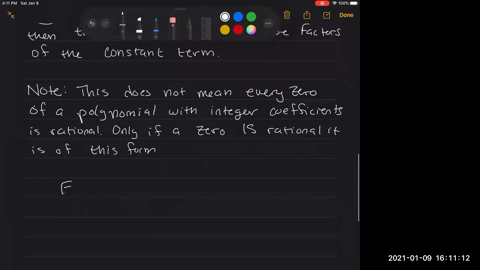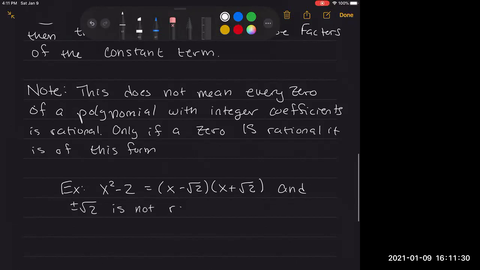For example, if we were to take x squared minus 2, well, this gets factored into x minus the square root of 2, x plus the square root of 2. And plus or minus the square root of 2 is not rational. I'm not sure if your other classes have told you about this, but any square root of a prime number is an irrational number. They cannot be expressed as a fraction with integers. So that's just a helpful thing to know. It's not the most important thing you'll learn in pre-calc, but it's helpful to know right now.